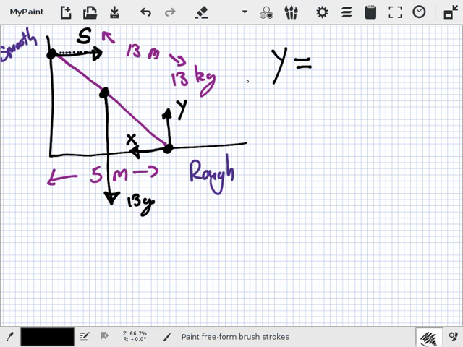Good luck. Alright, the up force, what should that equal? 13g. Very good, 13g. Okay. Now, what's the left force here? X. And what should that equal? X. X, very good, okay.